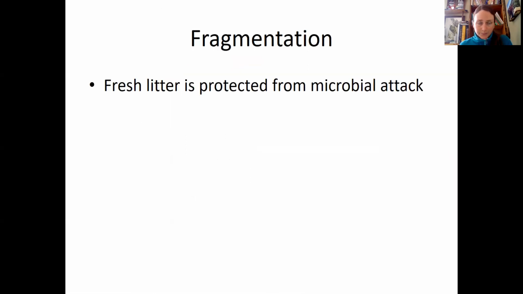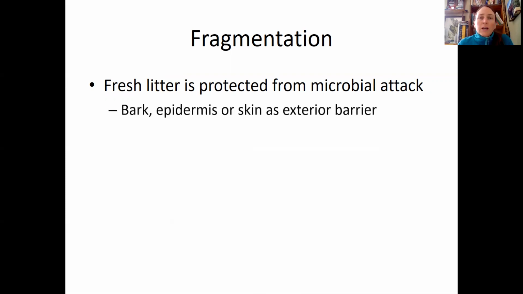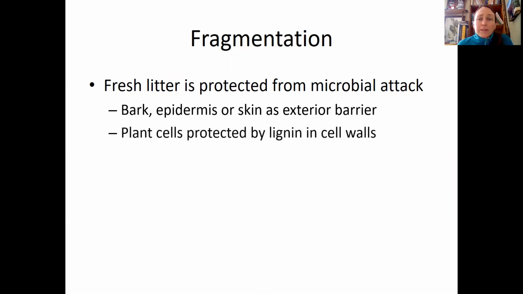So fragmentation, we have fresh litter, which is typically protected from attack by intact things like waxy cuticles. Things like bark or skin or the exterior waxy barriers on leaves are protecting things. And then plant cells are protected by lignin and cell walls. So it takes time to break all of these things down.